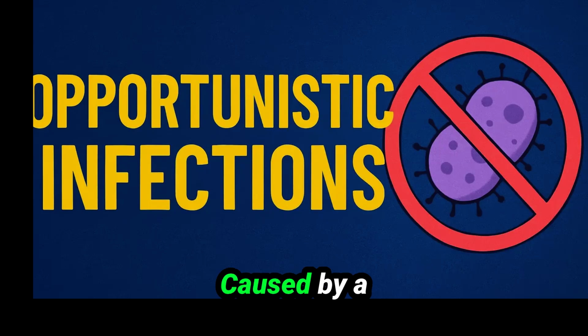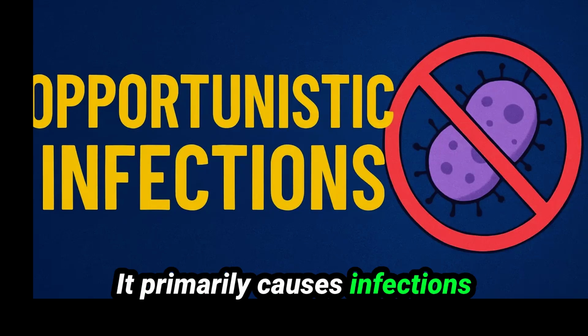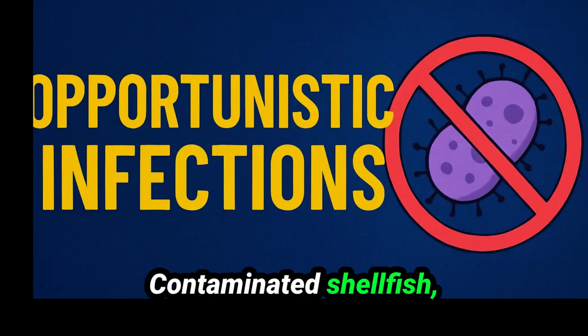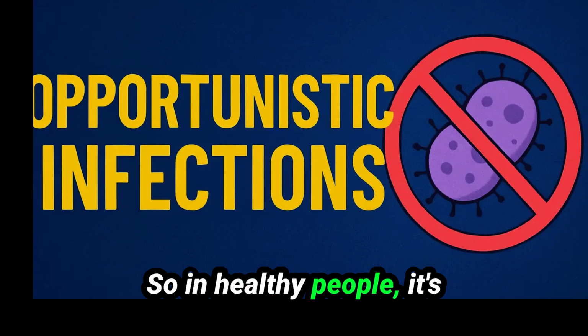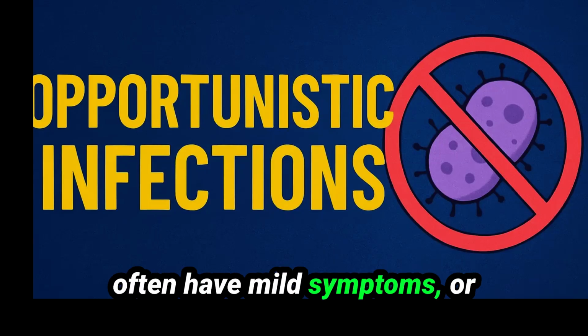Toxoplasmosis, yeah. Caused by a protozoan parasite, Toxoplasma gondii. It primarily causes infections in the central nervous system, the brain. How do you get it? Undercooked meat, contaminated shellfish, or contact with cat feces, like cleaning a litter box. So in healthy people, it's usually no big deal. Right. Immunocompetent folks often have mild symptoms or none at all.